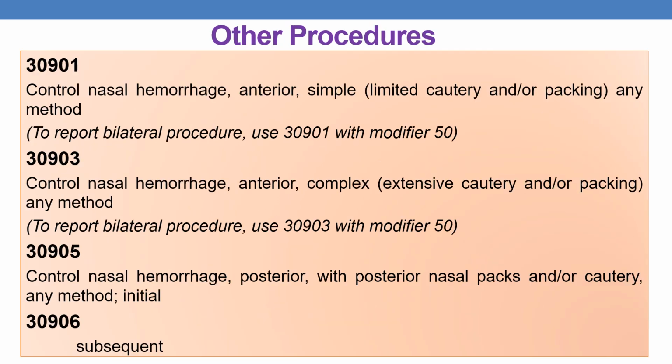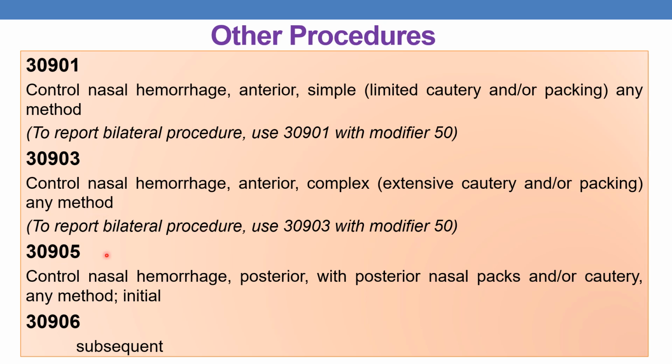Now finally coming to other procedures. The first CPT is 30901. It deals with control nasal hemorrhage. These are the CPTs that are employed for epistaxis. Control nasal hemorrhage anterior simple, limited cautery and or packing, any method. And to report bilateral procedure, use 30901 with modifier 50. The next is 30903, control nasal hemorrhage anterior complex. Previously it is simple, now it is complex. It requires extensive cautery and or packing, any method. And to report bilateral procedure, use 30903 with modifier 50.